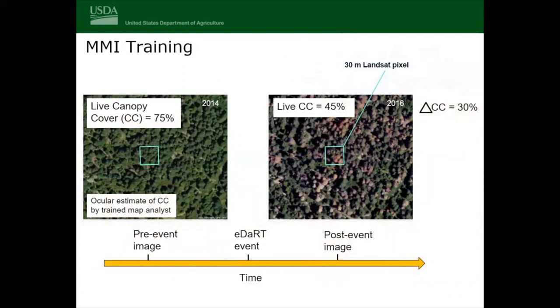Here's a close-up of assessing change in a single pixel. Highly experienced map analysts assign ocular estimates of live canopy cover on two different dates for which we have high-res imagery available both before and after a known eDaRT event. We then compute the change in that pixel, in other words, delta canopy cover. In this example, you can see that 30% of the live canopy was lost during that time.